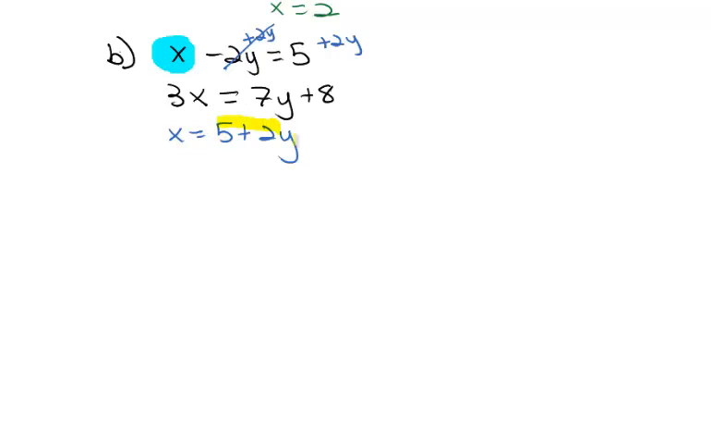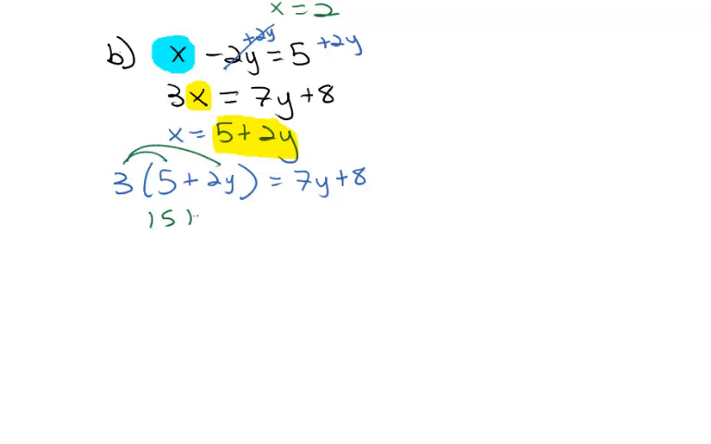So if x is equal to this 5 plus 2y, we can plug that in for x in the other equation. The other equation was 3x. Now it's 3 times the stuff. 3 times 5 plus 2y equals 7y plus 8. Start solving. Start by distributing the 3. 15 plus 6y equals 7y plus 8.